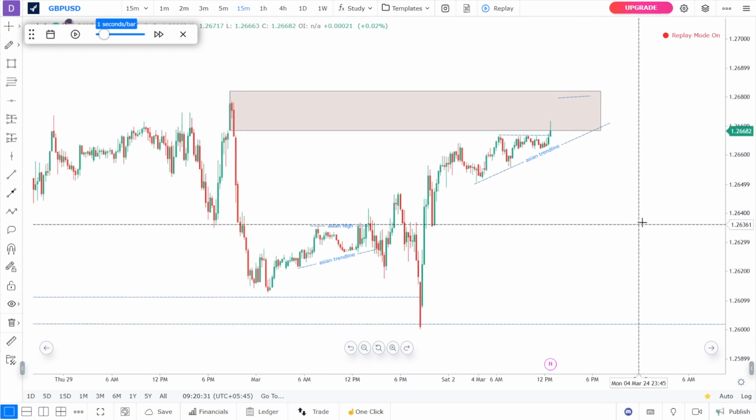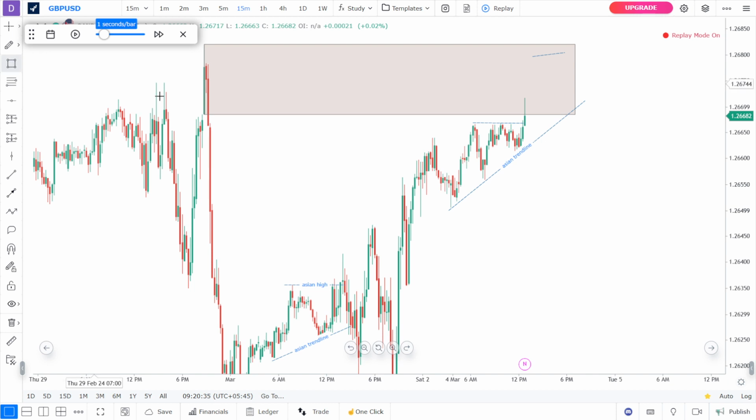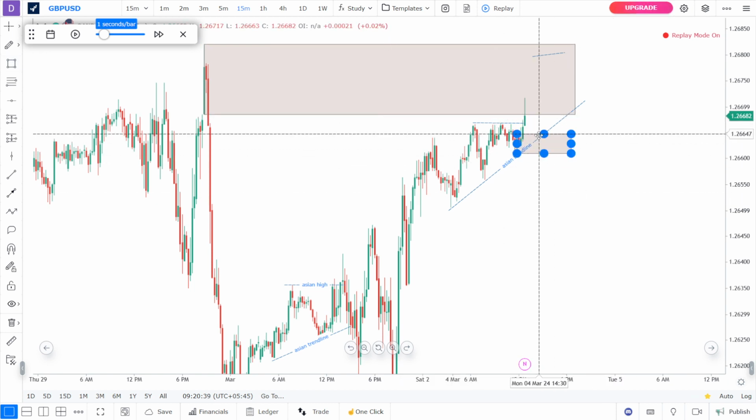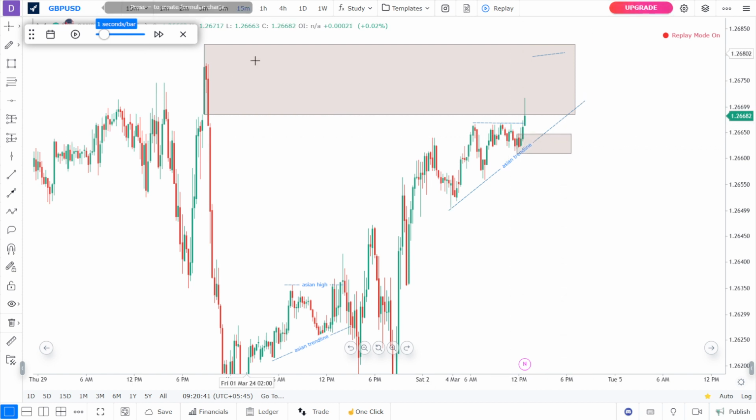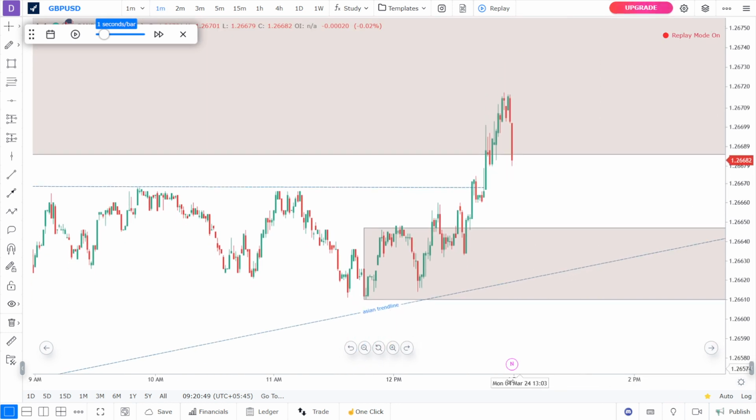So at this point of time, longs could be good. Looking for long from here, they could be good. But I want this trend line to be taken out first. So I was basically looking for sell at this point. I was basically looking for sell here. But yeah, I didn't get the entry.